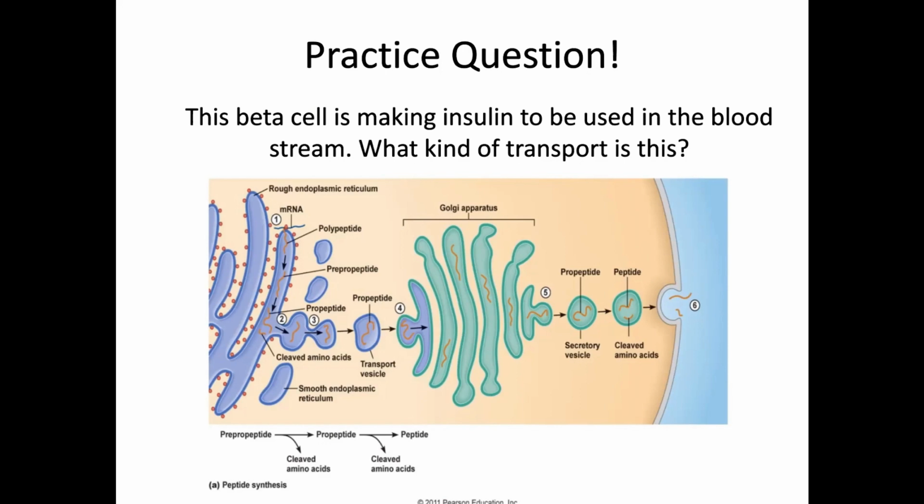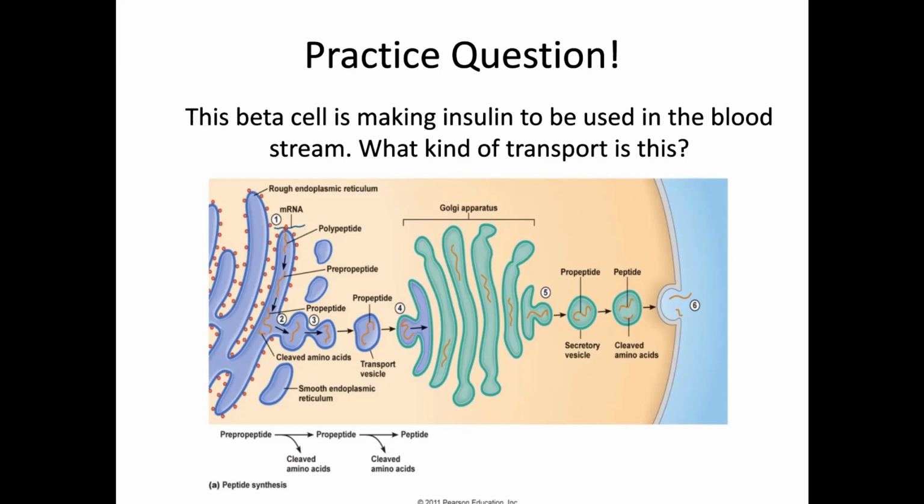Once it is made by a ribosome at the rough endoplasmic reticulum, it'll be transported in a vesicle to the Golgi apparatus. The Golgi apparatus is going to modify your polypeptide, put it back into a vesicle, and then ship it toward your plasma membrane, where it will fuse with your plasma membrane and eject your insulin outside of your cell.